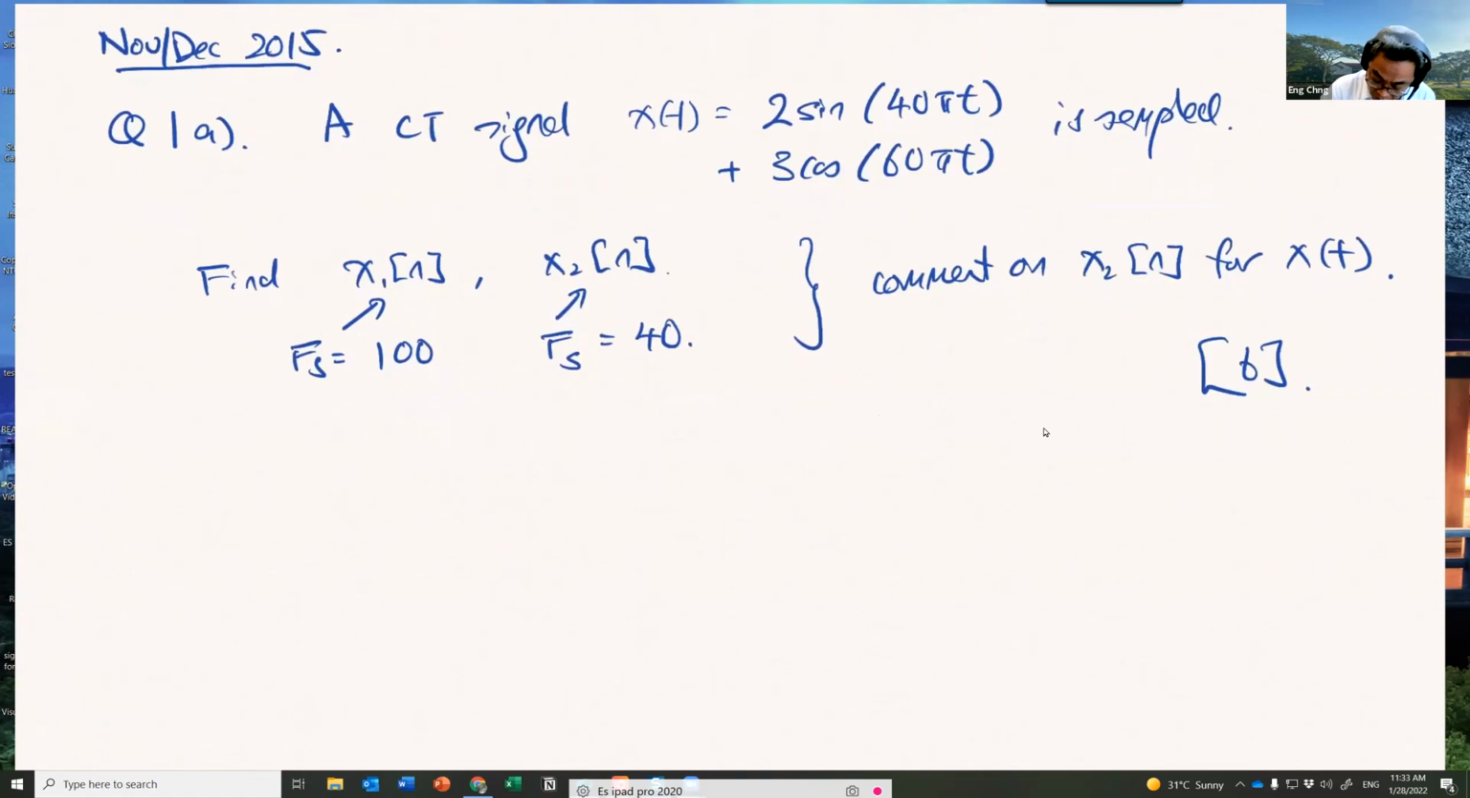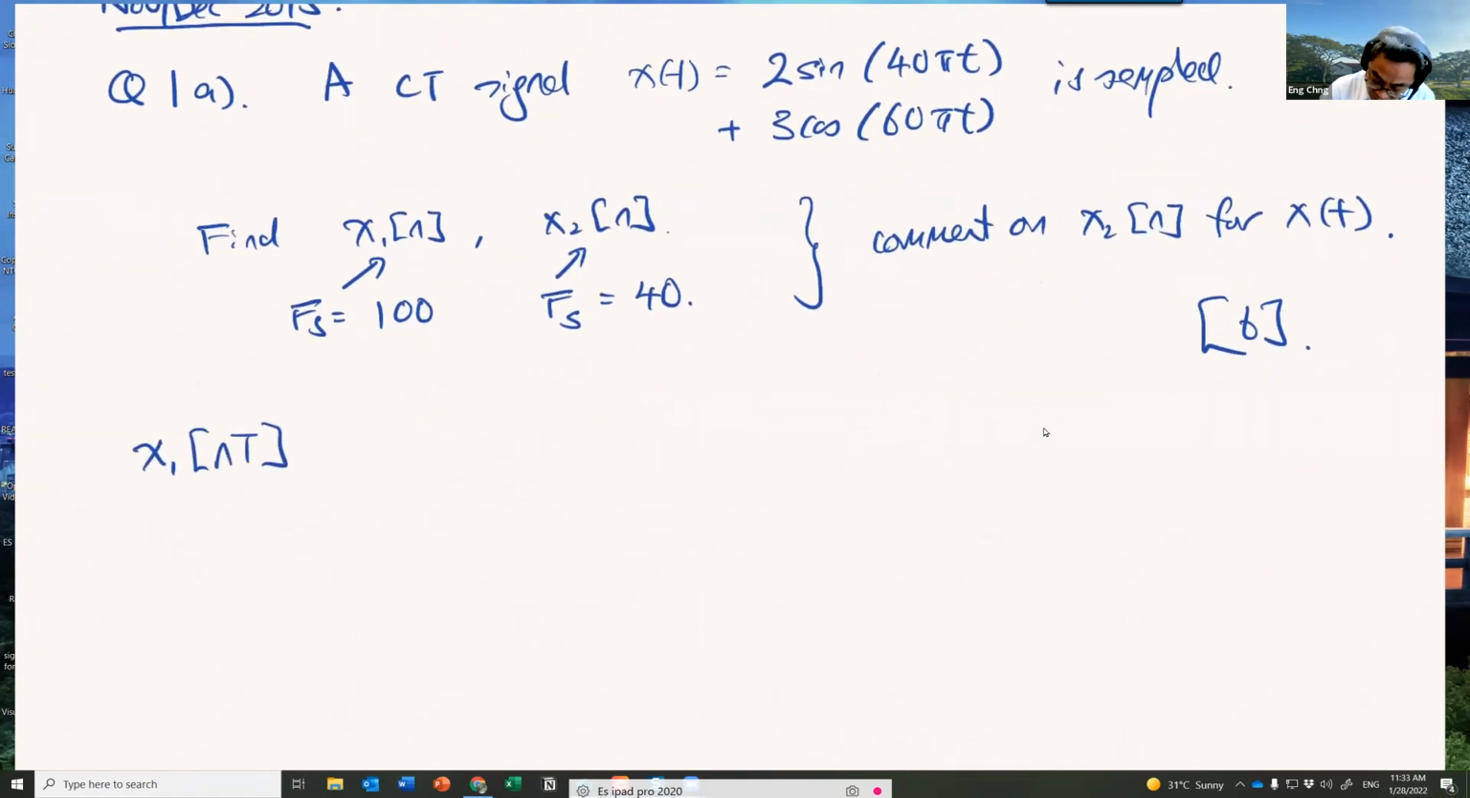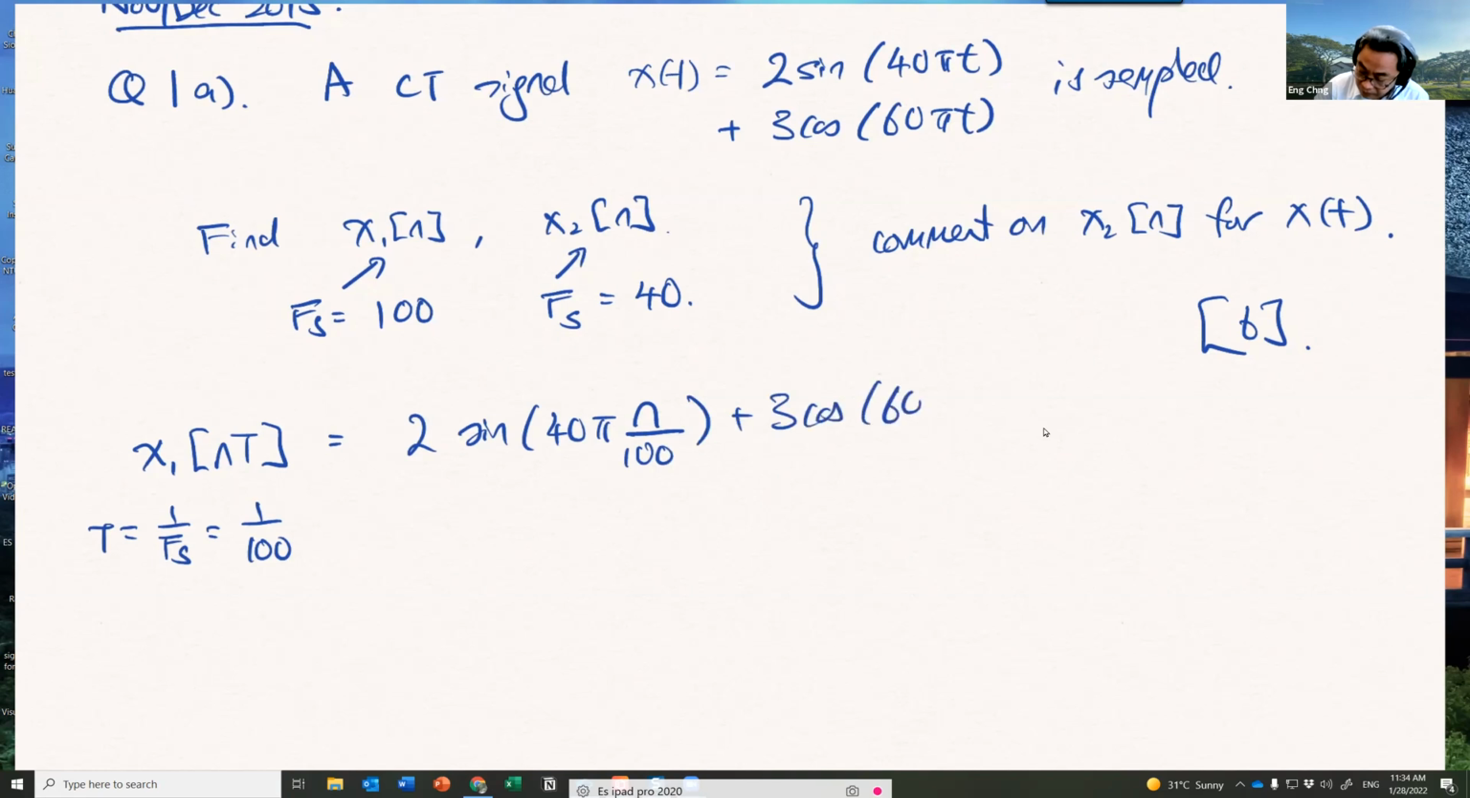So let's begin. x1 of nT, where T equals 1 over fs, and fs is 100. All we need to do is replace x of t by x of nT. So we just write the equation down, and each t that we encounter, we put nT. That's all. Now, what is n? Just n. What is T? T is 1 over 100. So this is x1 of nT. But actually, this representation is the same as x1 of n, because later on you realize there's no T inside the equation. T will disappear.